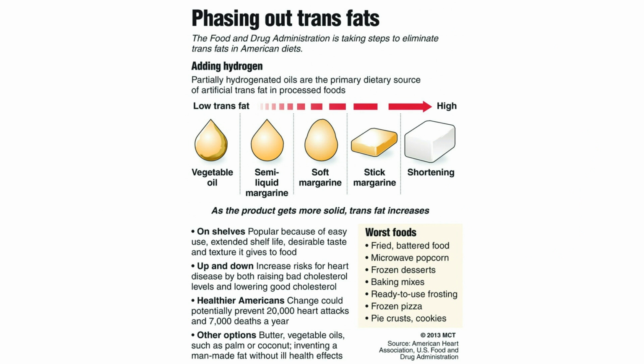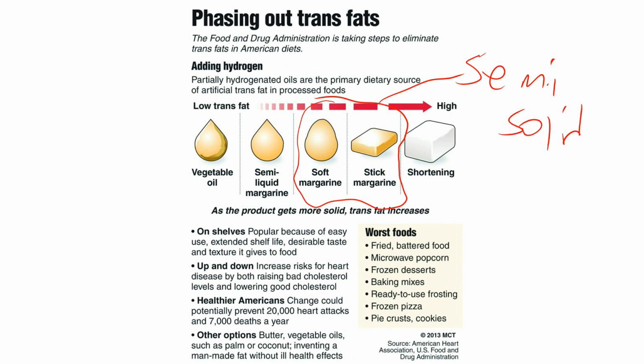So looking at trans fats, here you're going from something that's a vegetable oil, completely unsaturated, to something that is highly saturated, like shortening. And so you'll end up with products like soft margarine and stick margarine that are basically your semi-solids. These are your partially hydrogenated products. A lot of the frozen foods you can purchase at the supermarket have trans fats in them. Anything that's pre-made, pre-mixed, has trans fats.